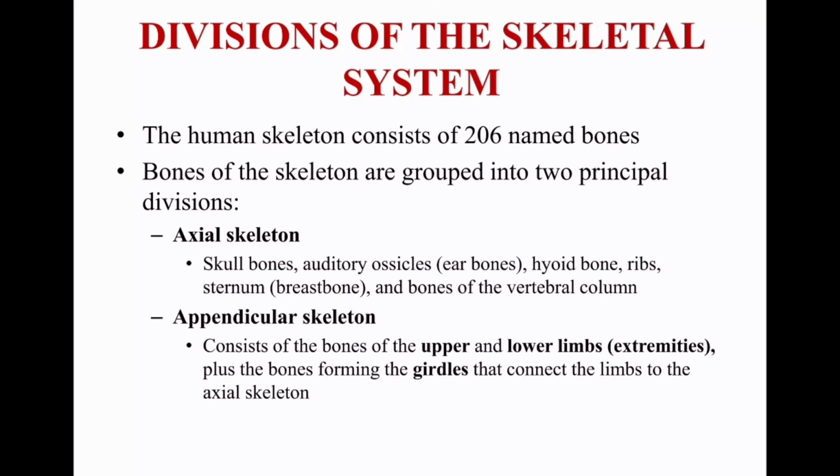The axial skeleton includes the skull bones, auditory ossicles like the ear bones, ribs, sternum or breastbone, and bones of the vertebral column. The appendicular skeleton consists of the bones of the upper and lower limbs, or extremities, plus the bones forming the girdles that connect the limbs to the axial skeleton. These are the two divisions of the skeletal system.